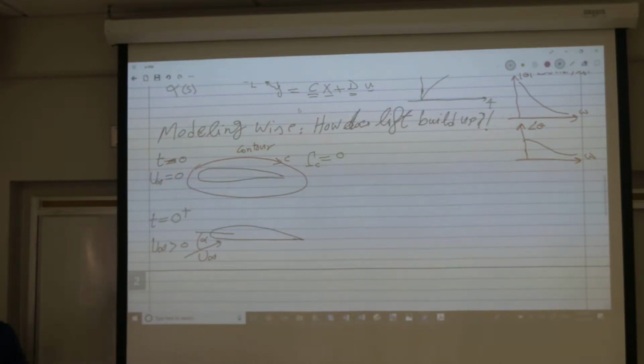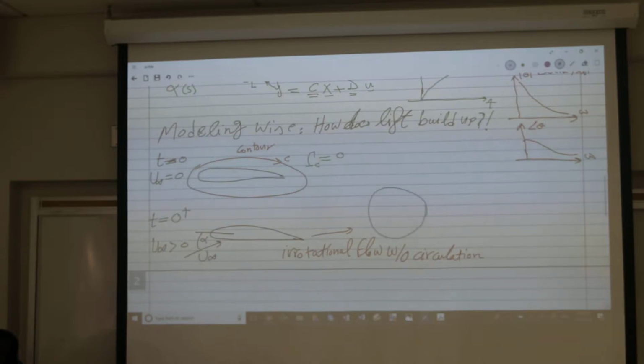Irrotational. So in the very first moment, there is no boundary layer formed, nothing. You have an irrotational flow. In the very first moment, there is no circulation formed yet. It's an irrotational flow without circulation, okay? You guys know that very well.